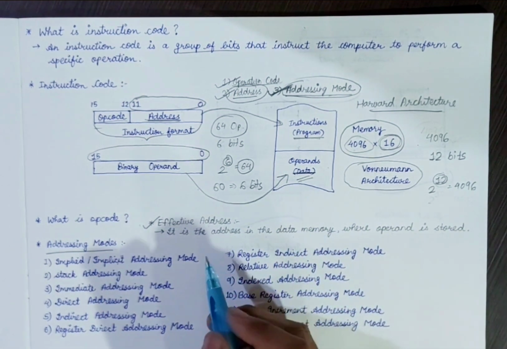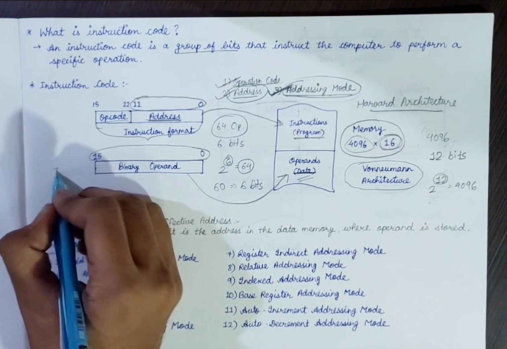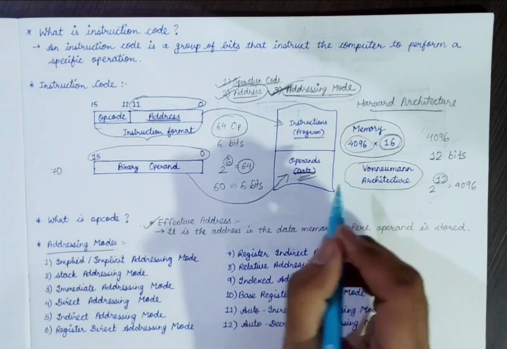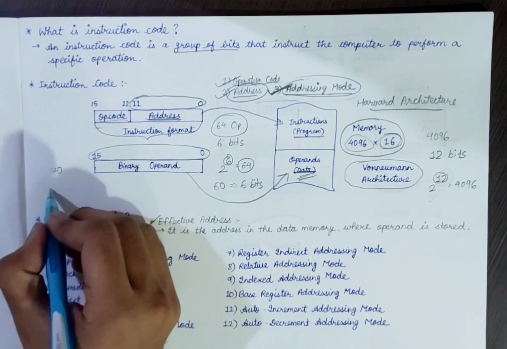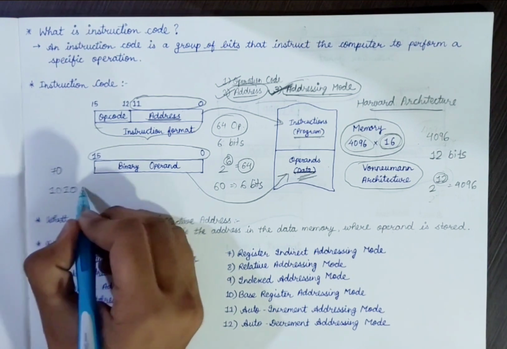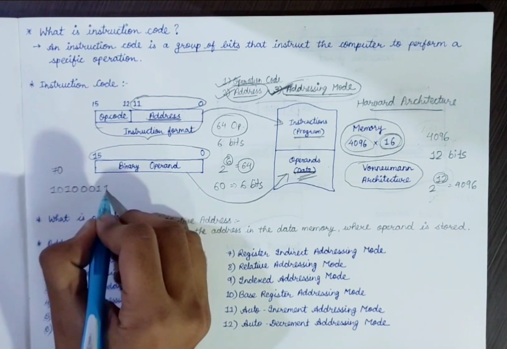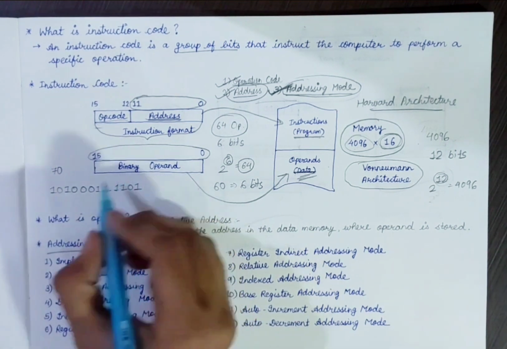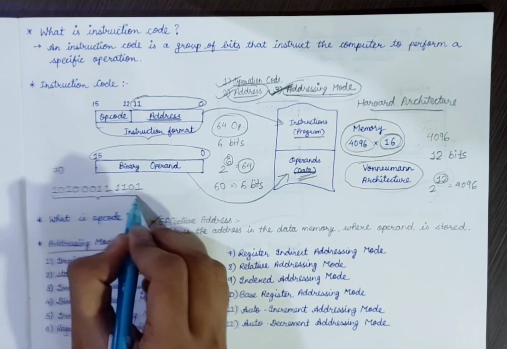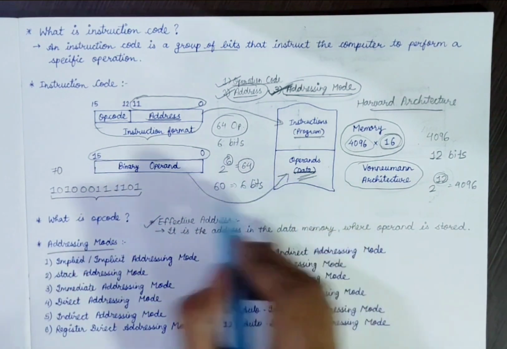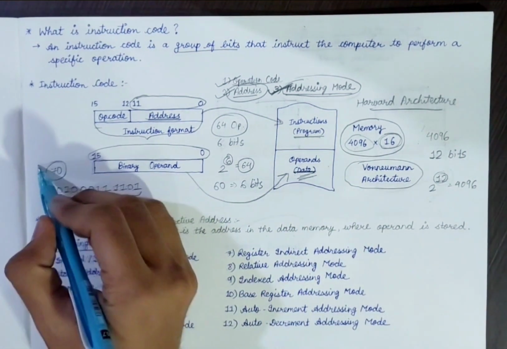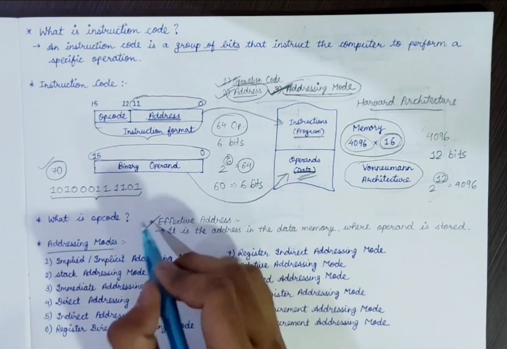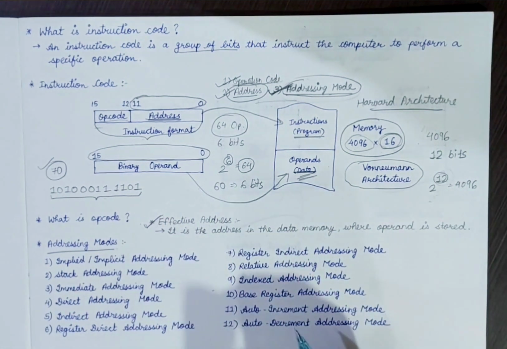So for example, let's say our operand is 70 and it is stored in the data memory at a location, let's say 1010 0011 1101. So it is the 12-bit address of the data memory where 70 is stored. So 70 is our operand, and its address, we will say, is the effective address.